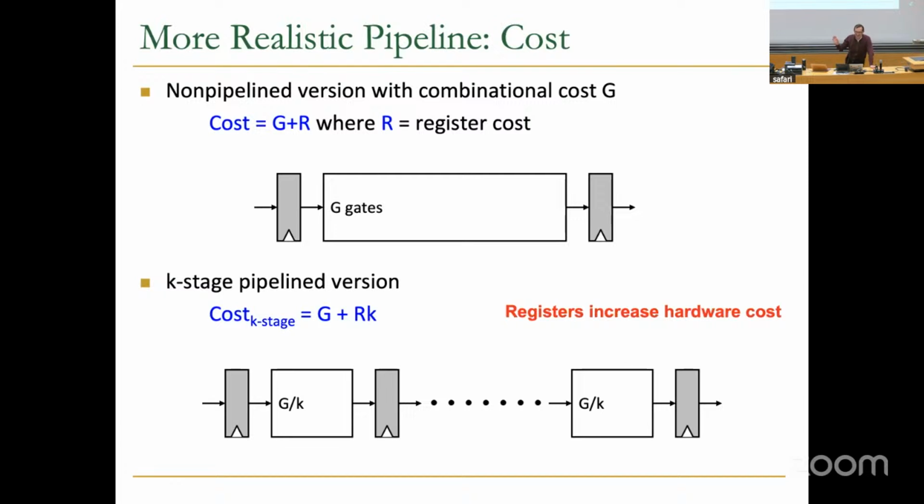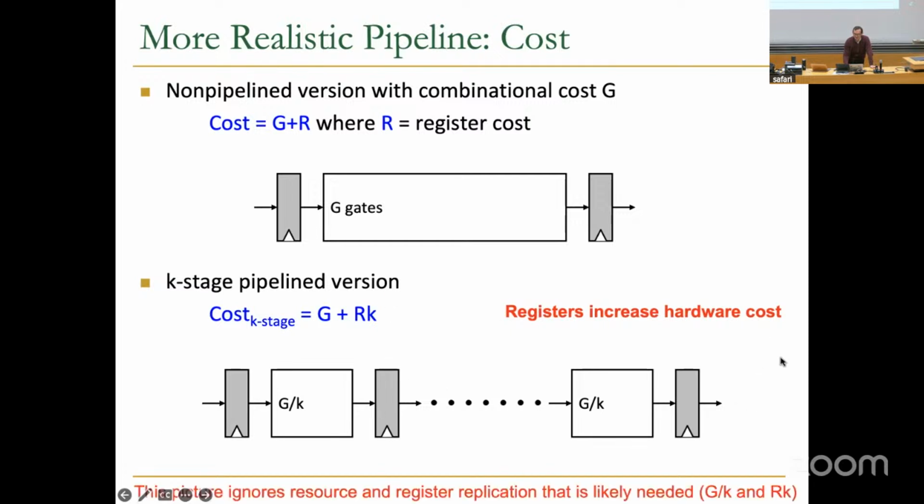Maybe it's not exactly. But registers essentially increase hardware cost. You need to add pipeline registers at the end of each pipeline stage. Okay? Okay, this still ignores the fact that you may need to actually replicate resources and also some registers. But register cost dominates if you pipeline too much, essentially. Hopefully this makes sense, right? This is why people don't pipeline too much, let's say.